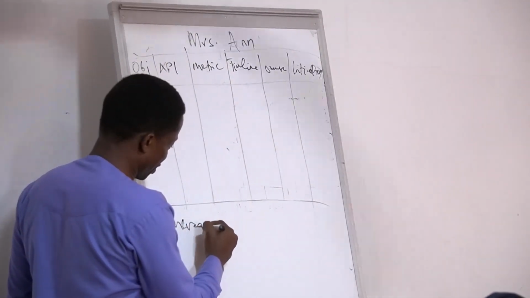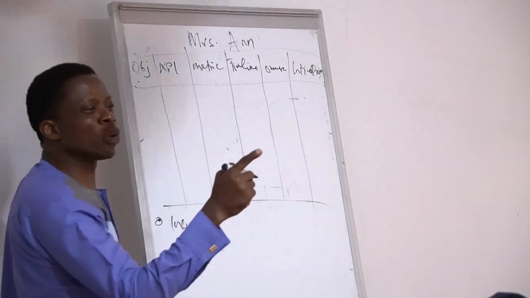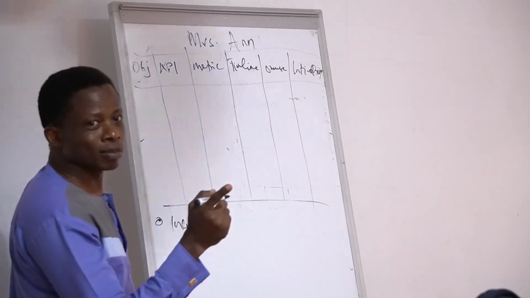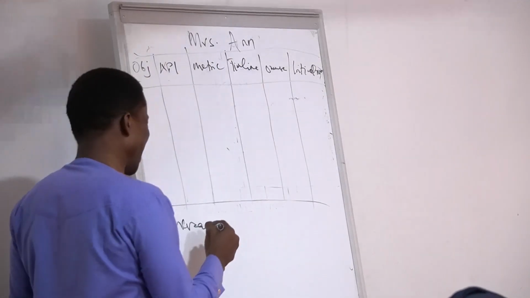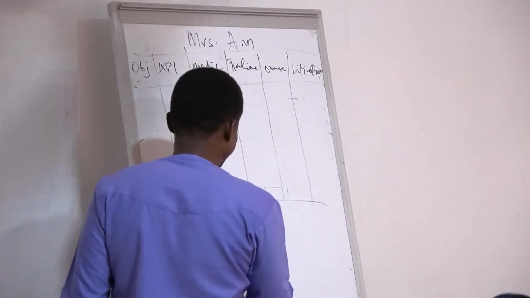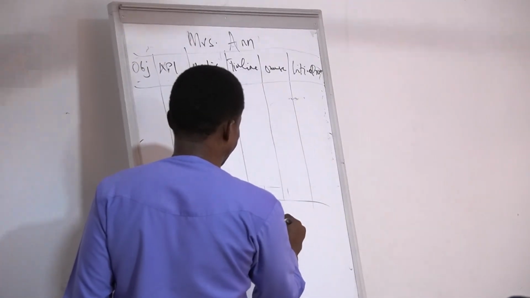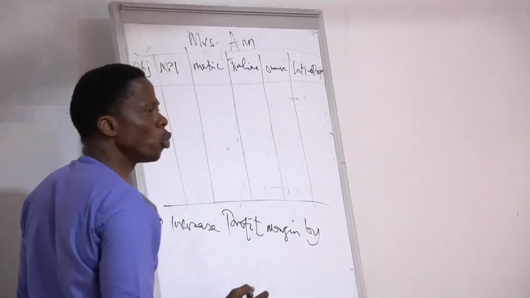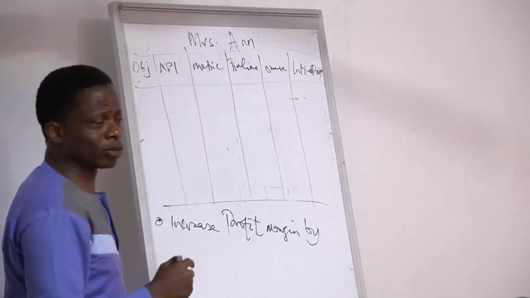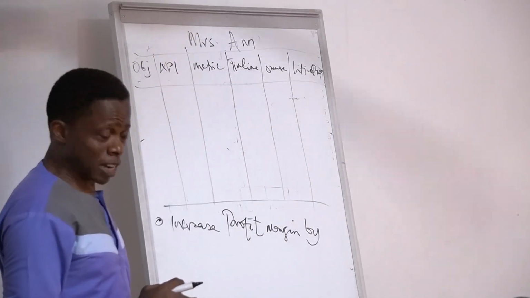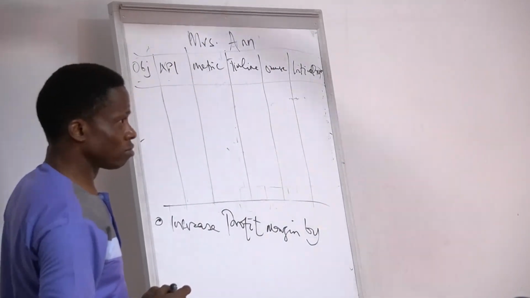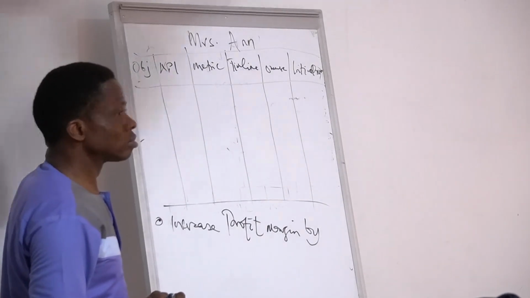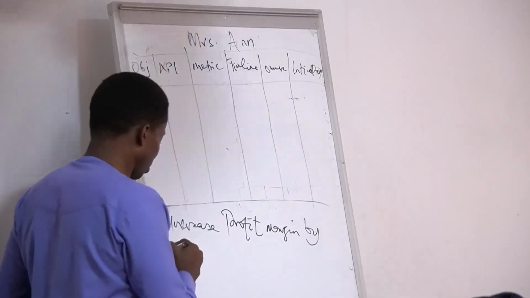Increase. Which one are they more interested in? Revenue or profit? Profit. Oh God. Increase profits marginally by. No, they talk about revenue. Those guys talk about revenue. Even in the balance sheet, the revenue tells about the size of the organization.